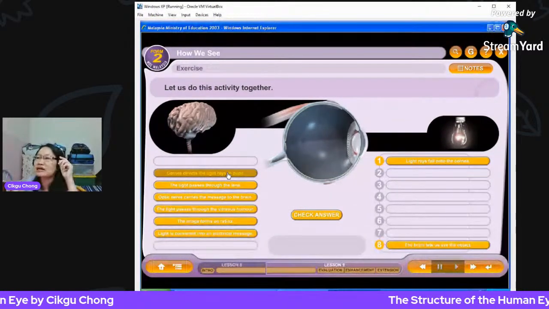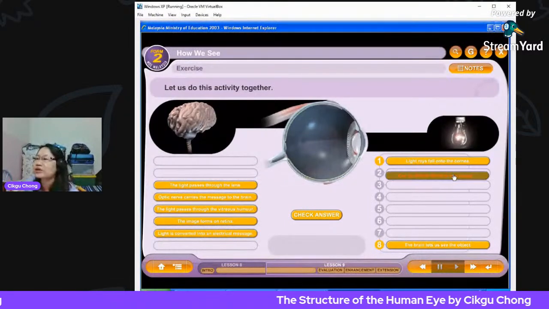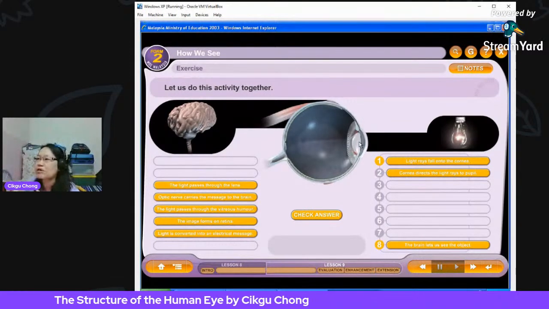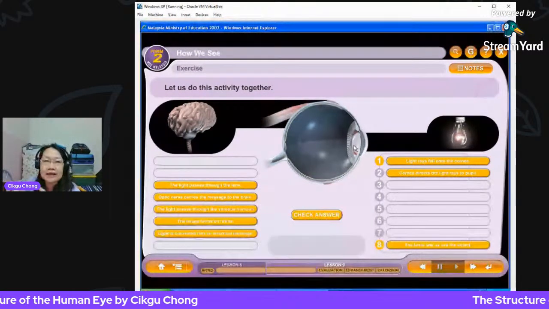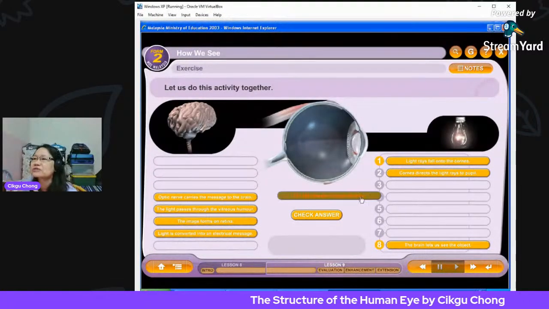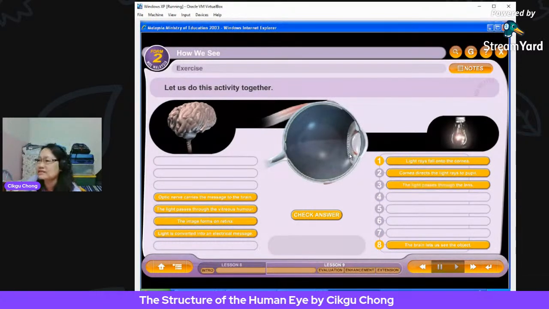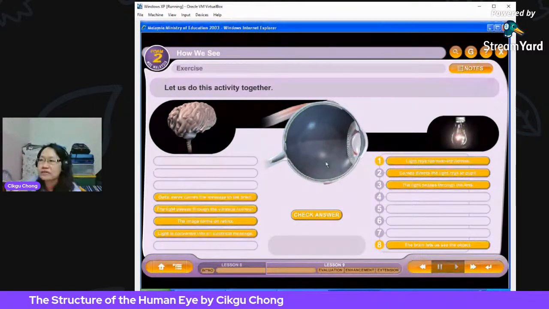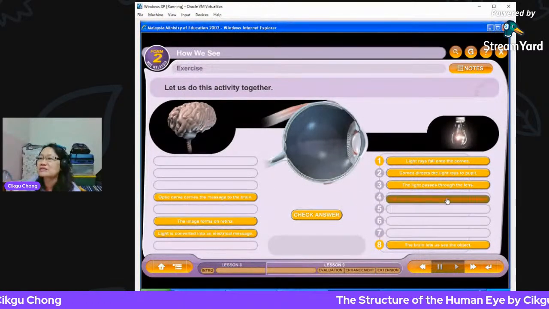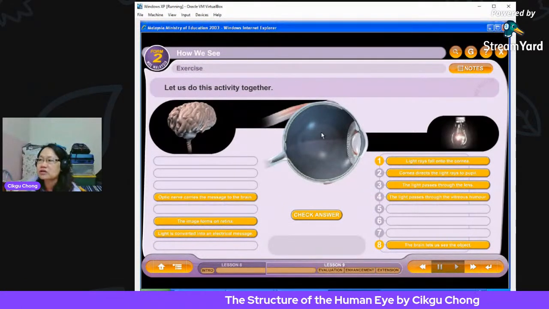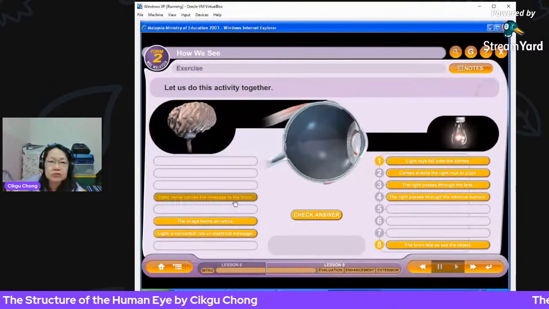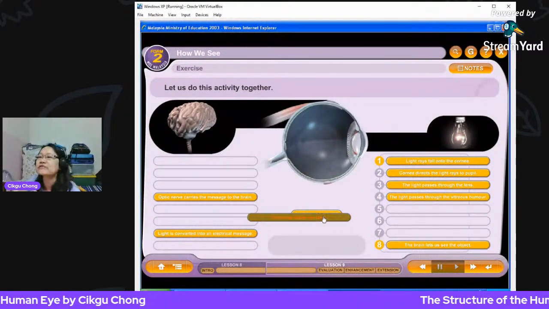Yes, got cornea, right? Don't forget there's a cornea. Okay, let me try first. I put here first. All right. Then after the cornea, it goes through the pupil, then the lens. The light passes through the lens. All right. After that, it passes through this jelly-like thing here. Okay, this is the vitreous humor. The jelly-like thing is called the vitreous humor. After that, the light falls on the retina. Okay. 对. Falls onto the retina.